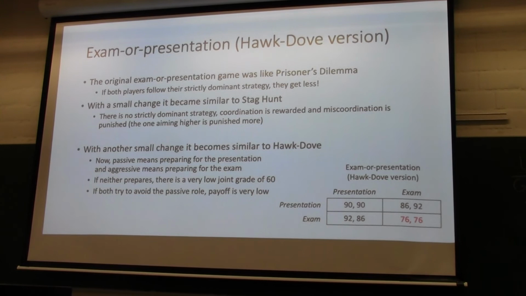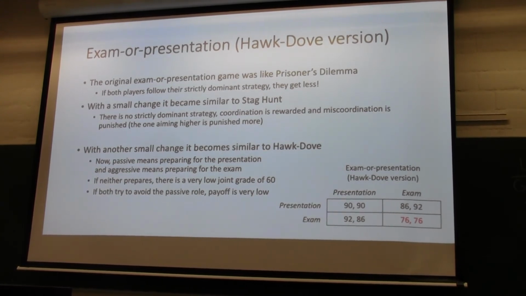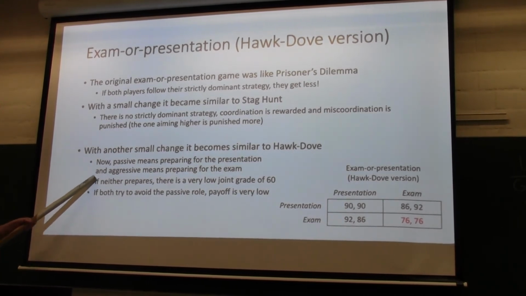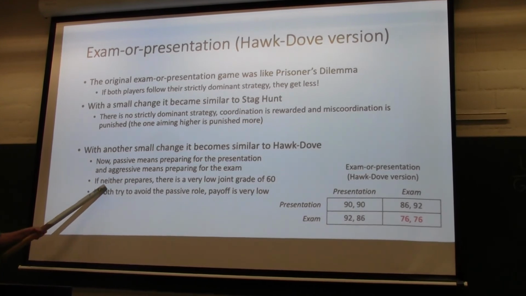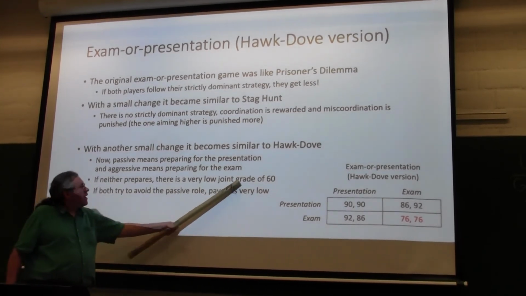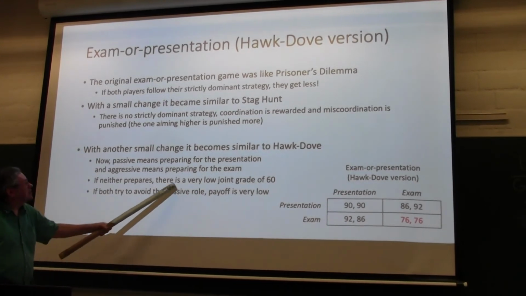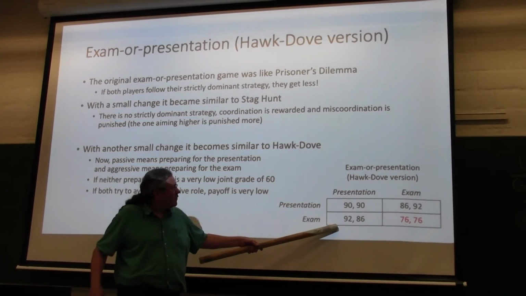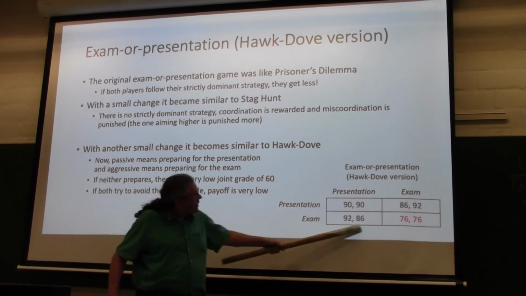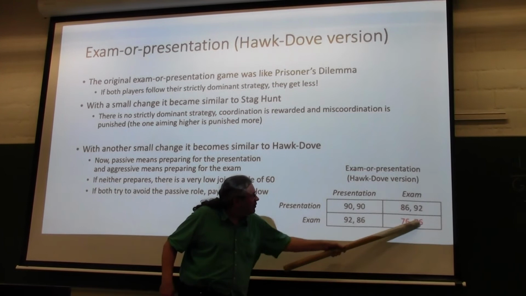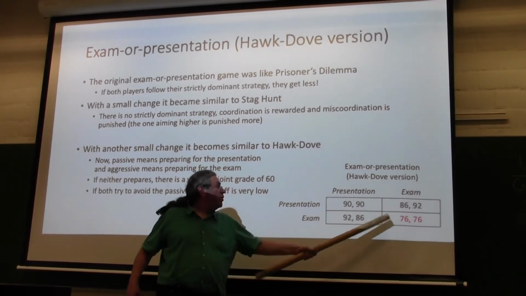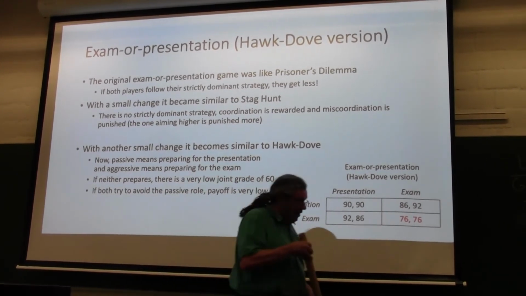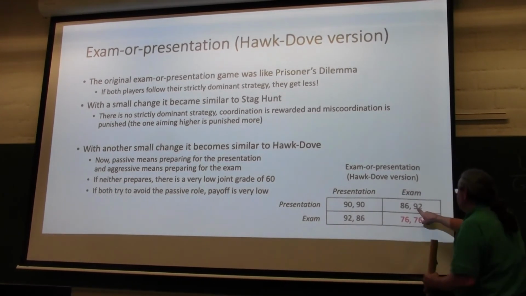Hawk-dove means one person should do the presentation and the other one should do the exam, and that gives the best result. Okay? So if you change the rule a little bit, for example, if neither prepares for the exam, or sorry, the presentation, you get a very low rate of 60. And that gives us something like this. Okay? So if nobody prepares for the presentation, you get some very bad result. Everybody's losing here. So now this is looking kind of like hawk-dove. The best solutions are here.